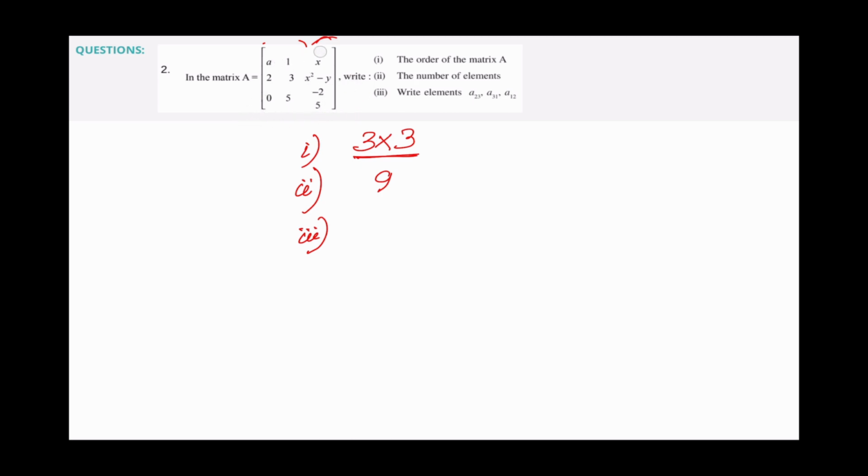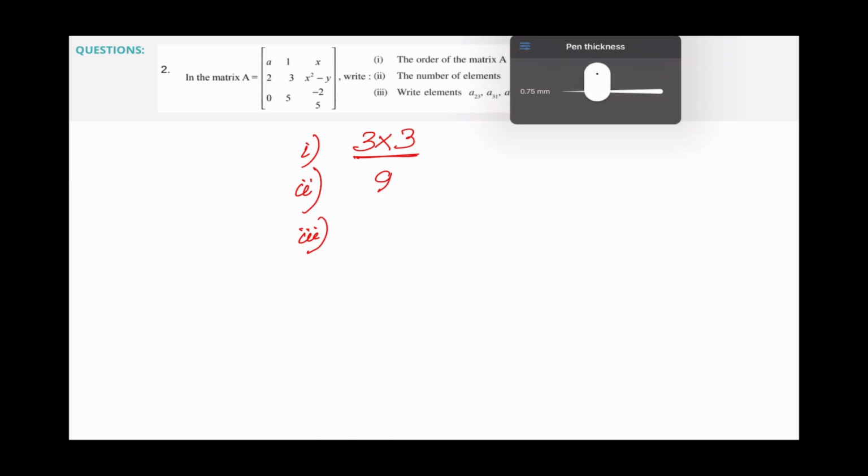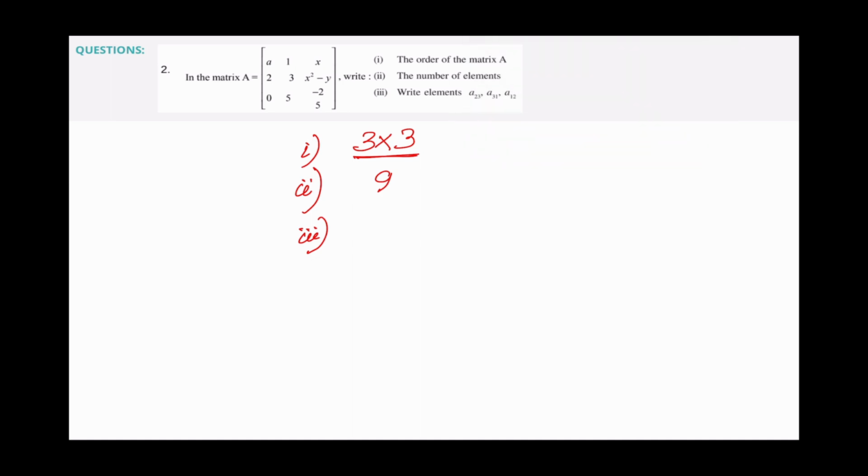Now they're telling us to write the element A23. So how will we write? Let's see. A23 means what, students? Second row, third column. So we go to the second row and third column. What is it? This one. So that is equal to x square minus y, correct? Now, coming to the next, A31, third row, first column. So this one, A31 is equal to 0. A12, first row, second column, 1, correct?